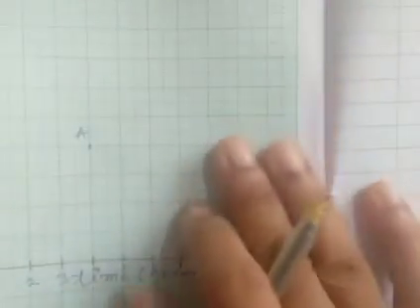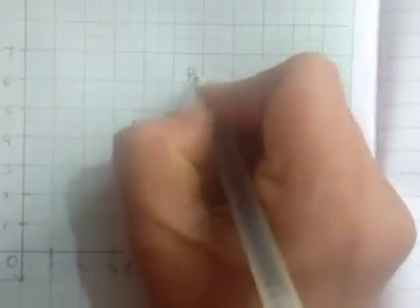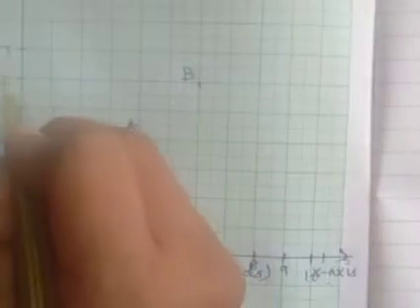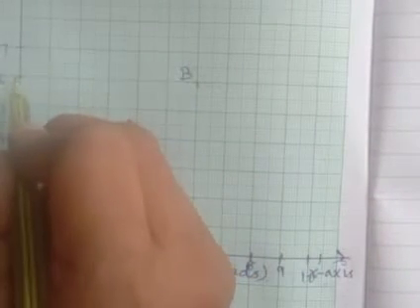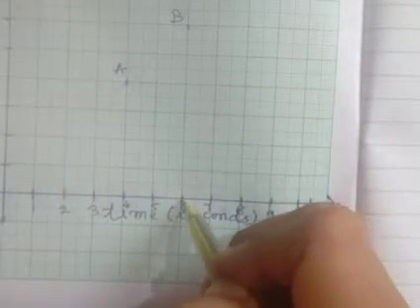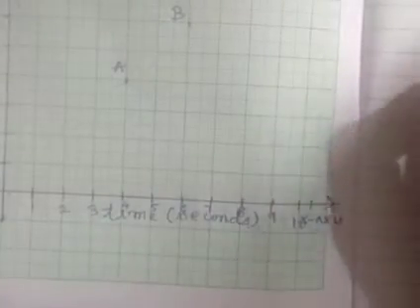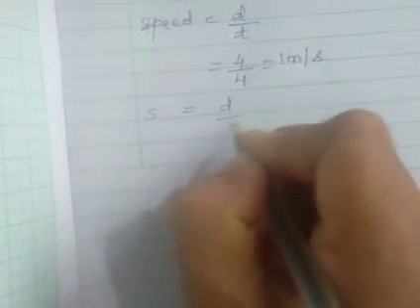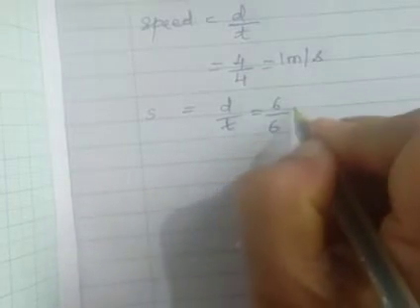Now let's take another point. Let's suppose this point is here, and let it be B. Let's find out the distance of this point. This point is at 6 meters from the origin, and on the x-axis it is 5 and 6, so here also it is 6 seconds. Again the speed will be distance upon time, which is 6 upon 6, which is also equal to 1 meter per second.